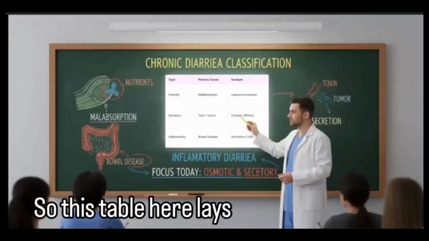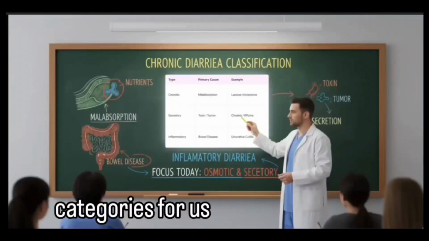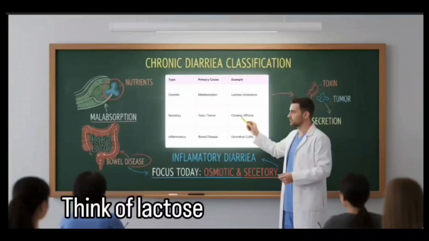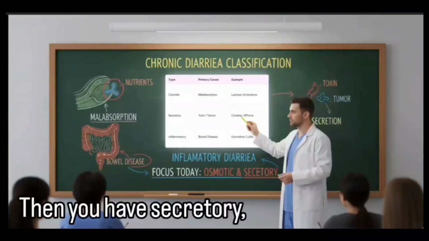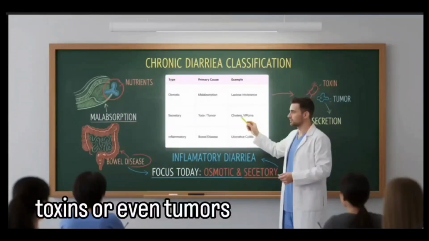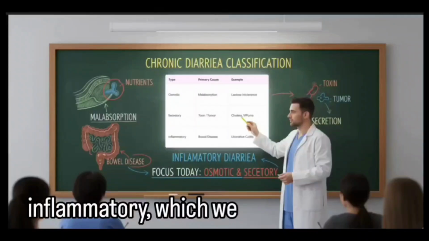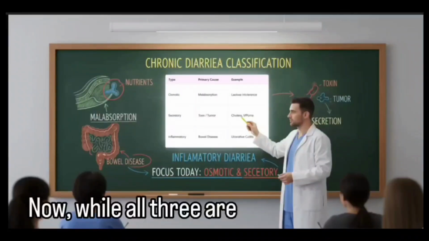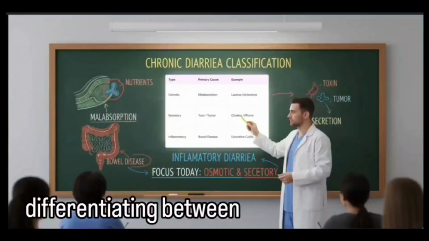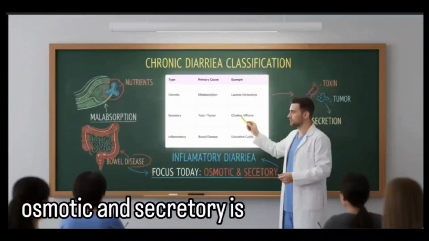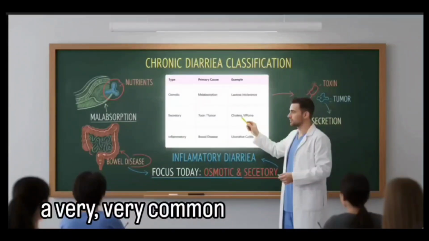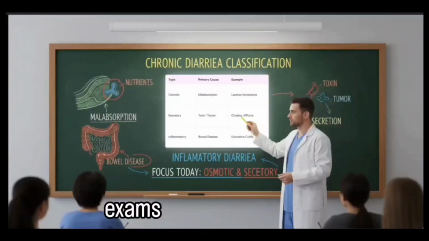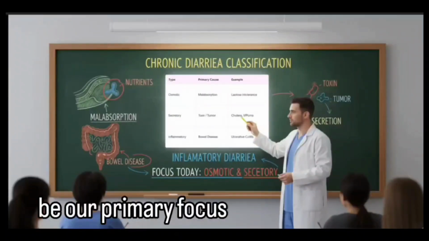So this table here lays out those three main categories for us. You have osmotic, which is caused by malabsorption. Think of lactose intolerance. Then you have secretory, which can be caused by toxins or even tumors. And finally, inflammatory, which we see in bowel diseases like ulcerative colitis. Now, while all three are important, differentiating between osmotic and secretory is a very, very common clinical challenge, and it's an extremely high-yield topic for your exams. So that is going to be our primary focus.